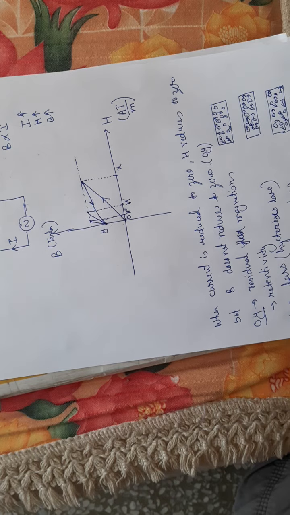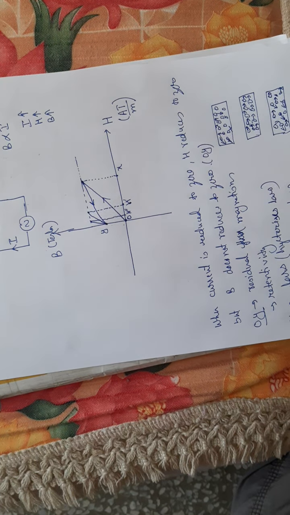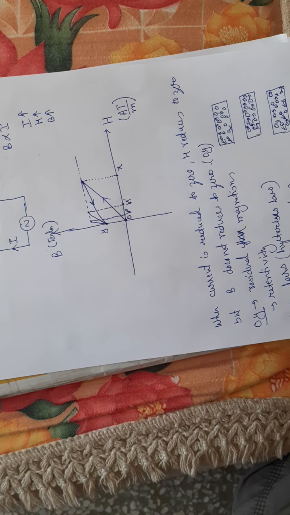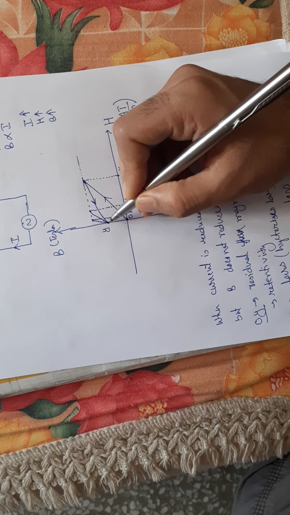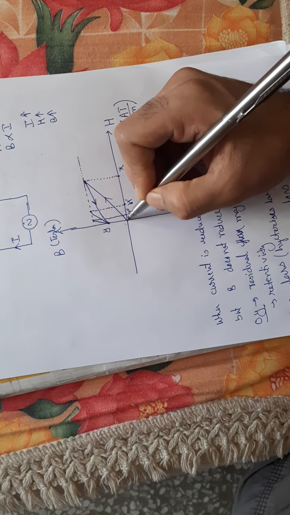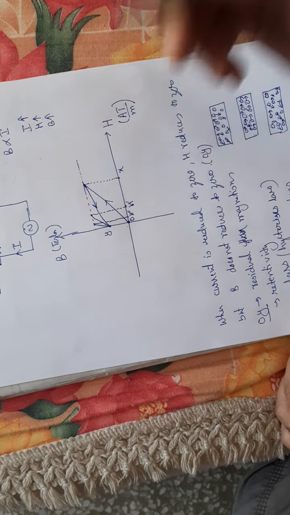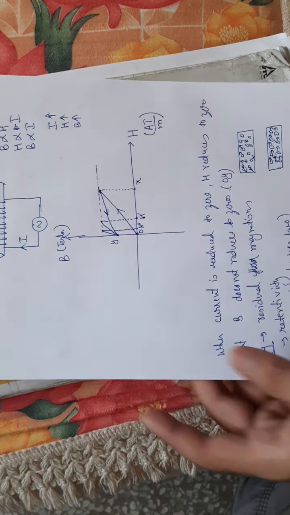This is an undesirable effect: you turn on the system and it attains saturation almost instantaneously. This is not good for any system. So what is our aim? Our aim is to remove this residual magnetism, meaning we want this OY to become equal to 0. So what do we do to remove this residual magnetism? Let me take another page.